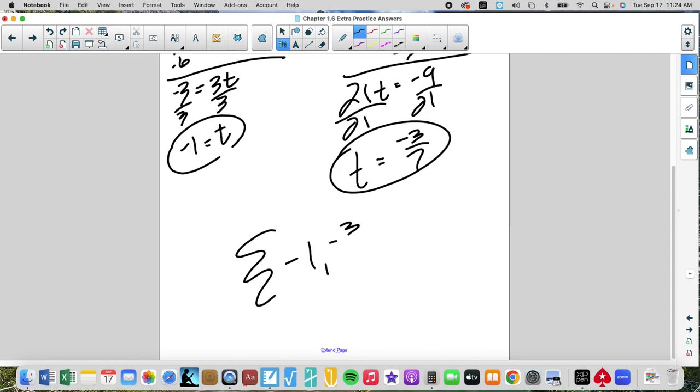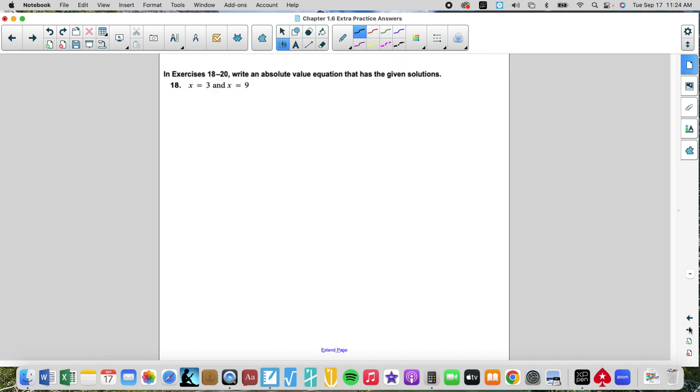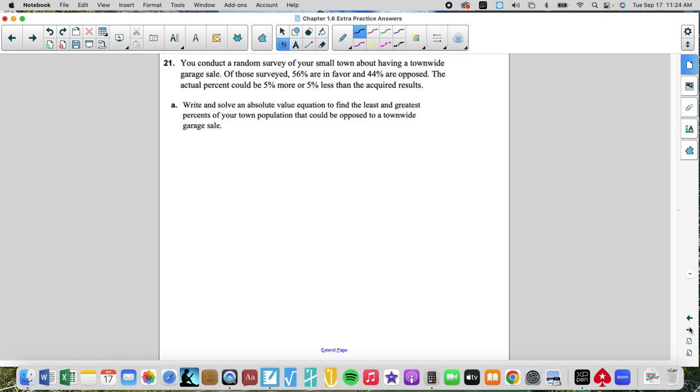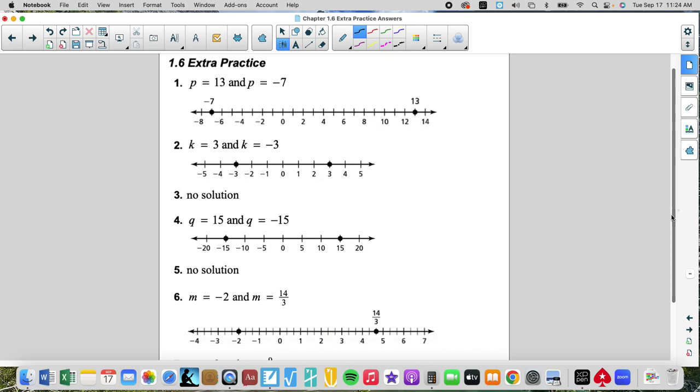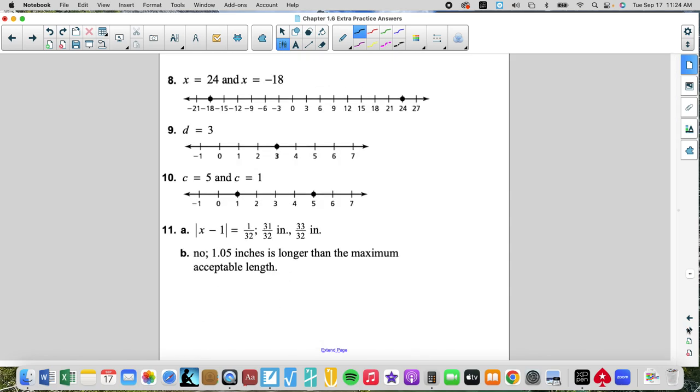Negative 1 and negative 3/7. Smaller, bigger. I think I'm pretty good. Let's see, negative 1 and negative 3/7. Let's take a look at the answer key. Oh, look, they did good.